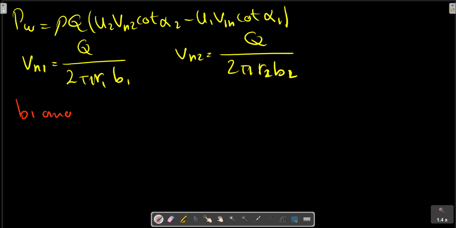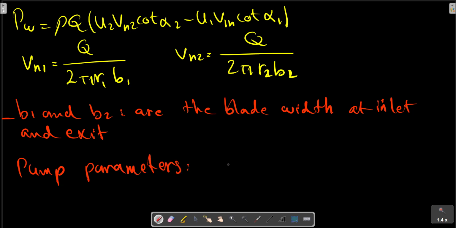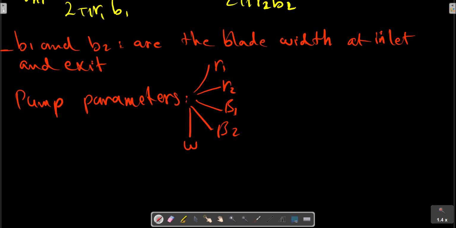B1 and B2 are the blade widths at inlet and exit, with the pump parameters R1, R2, beta 1, beta 2, and omega. This is used to compute idealized power and head versus discharge.